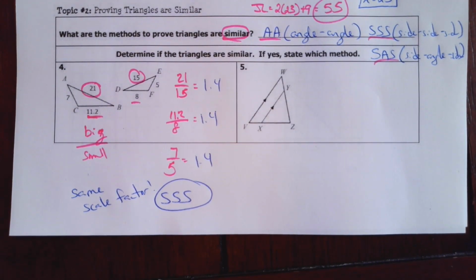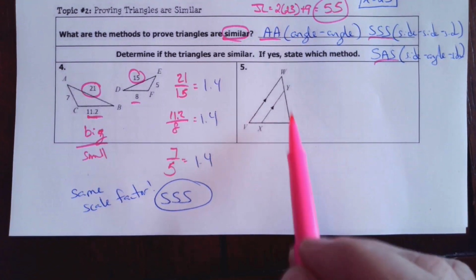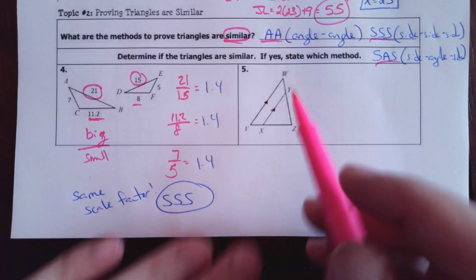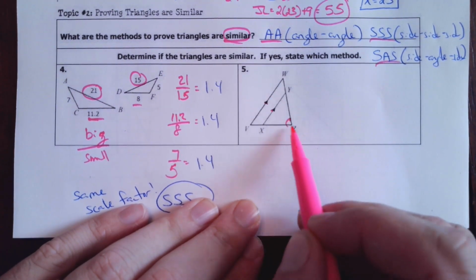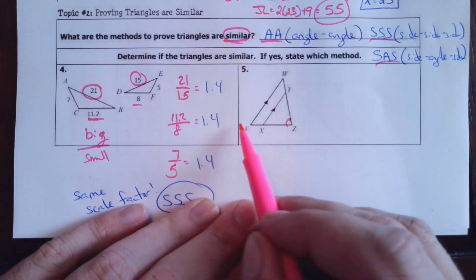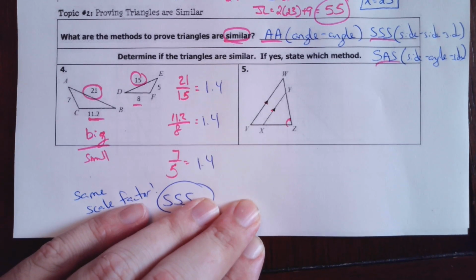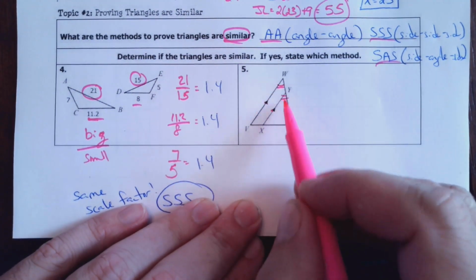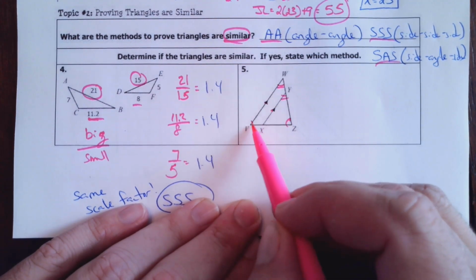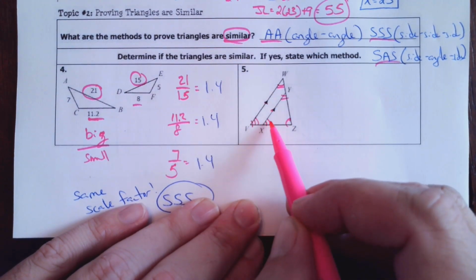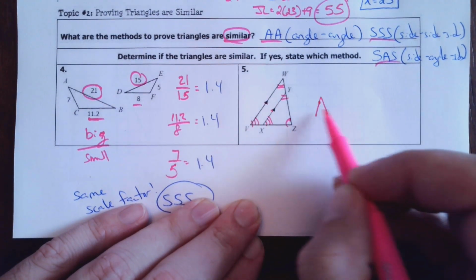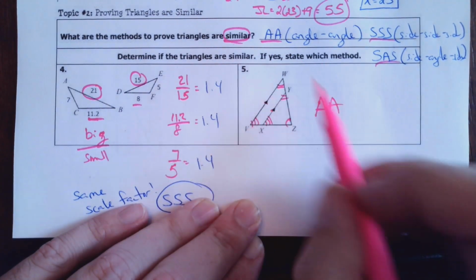All right, number 5, we're looking for angles this time. So I see that these are parallel. So I know that Z belongs to the small triangle and the big triangle. So Z works. And then since these are parallel, this angle is going to match that angle. So these match, these overlap. And then actually these here also work. So angles are matching up. So this is A, angle.